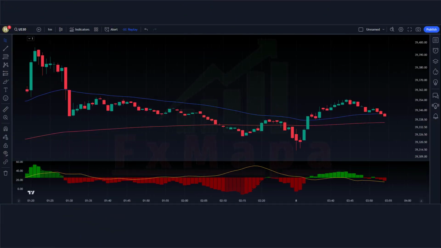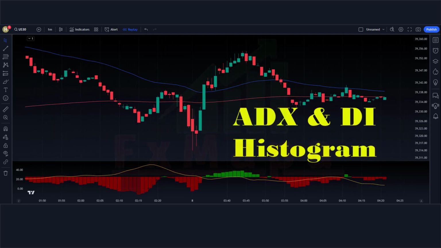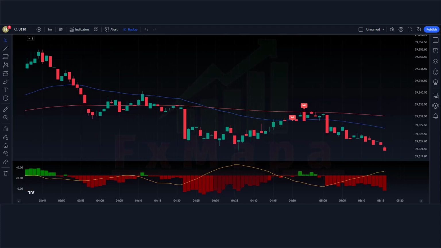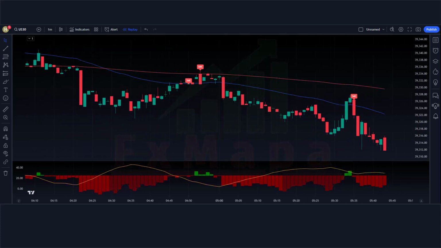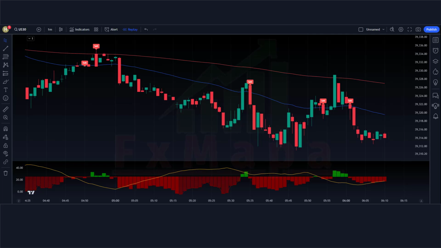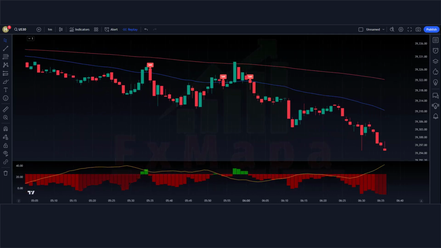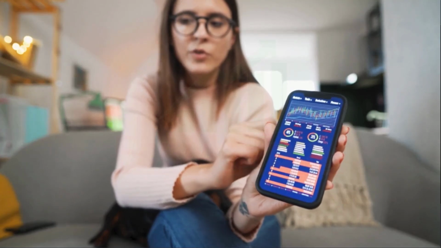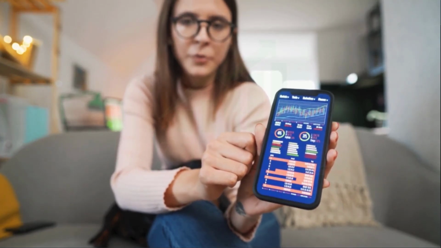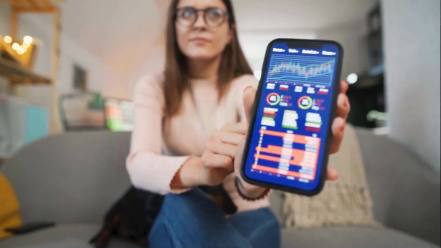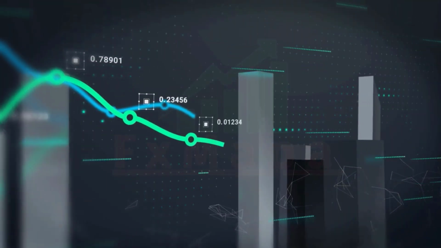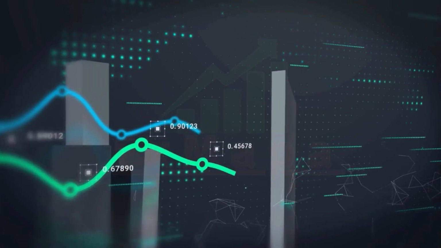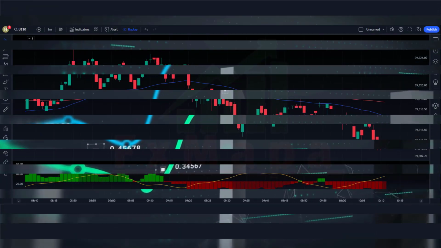In this video, I will explain what the ADX DI Histogram indicator is and how it works. I will also show you how to use it in your trading strategy, whether you are a beginner or an experienced trader. First, I will break down the components of the ADX DI Histogram indicator and explain how they are calculated. Trust me, once you start using the ADX DI Histogram, you will see a significant improvement in your trading results.